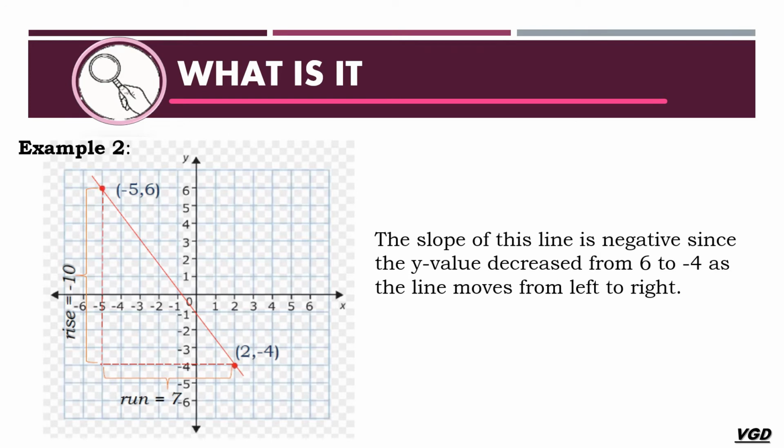As we plot the points in the Cartesian coordinate plane, the slope of this line is negative since the y value decreased from 6 to -4 as the line moves from left to right. So in this case, since the line is slanting downward from left to right, take note of this, the slope will always be negative. So the rise will be -10 in this case, and the run is 7. So we have -10 over 7.